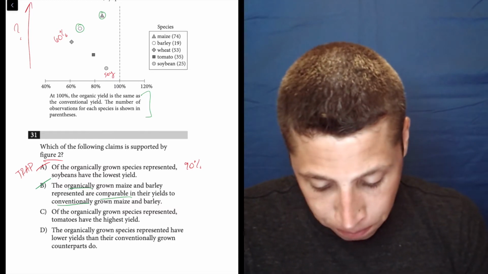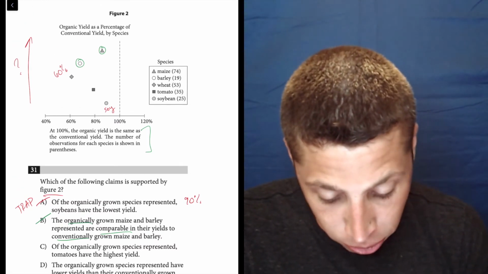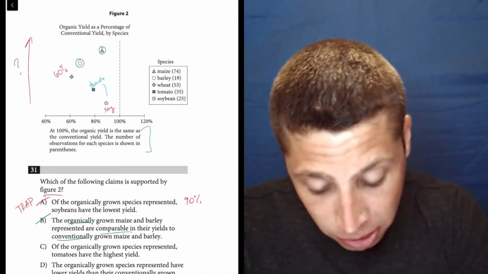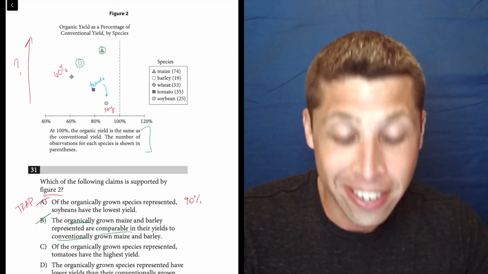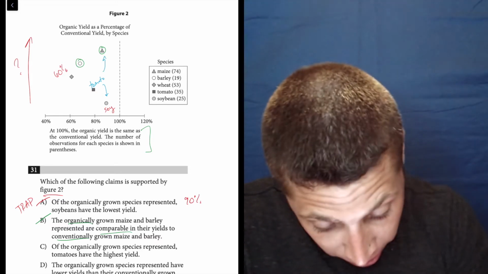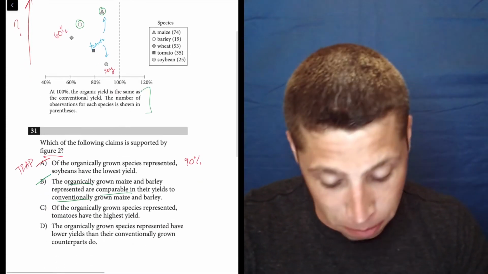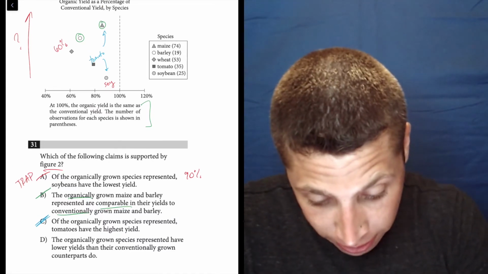So choice C. Of the organically grown species represented, tomatoes have the highest yield. So tomato is right here. And definitely not the highest yield because look, soy is higher because it's further to the right, right? So is this one, maize, right? So this time the y-axis might not throw us off completely, but that's definitely wrong. Now let's look at D.